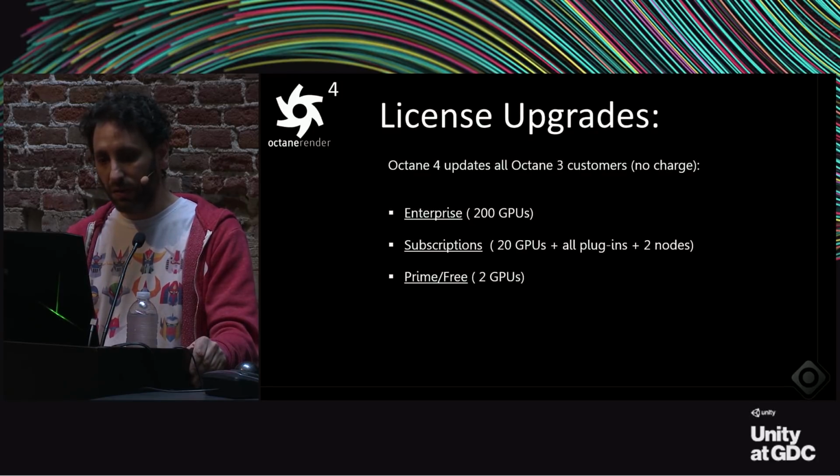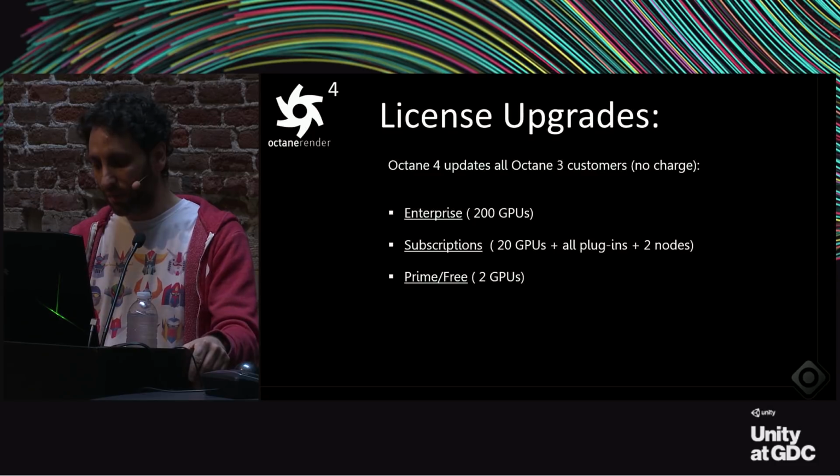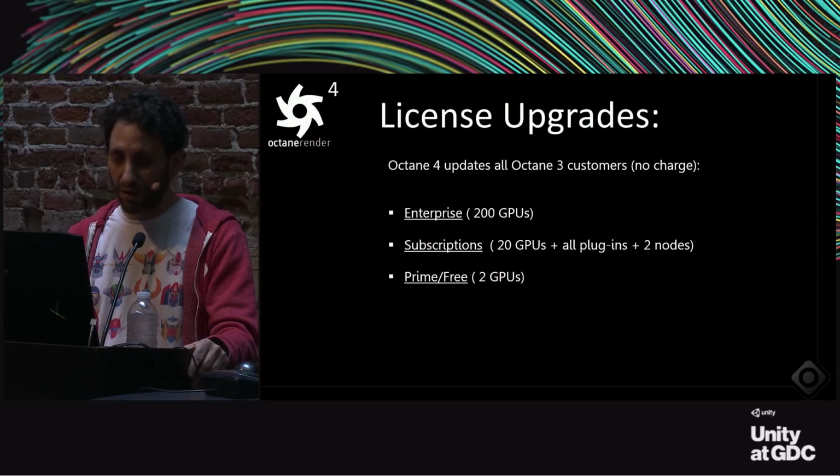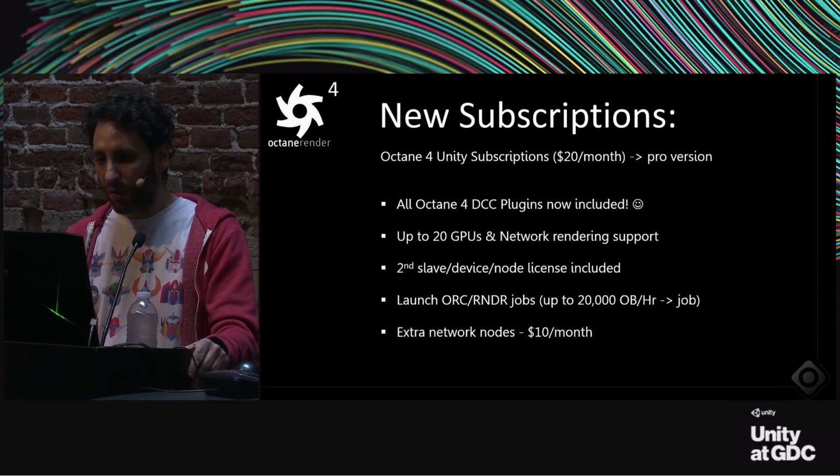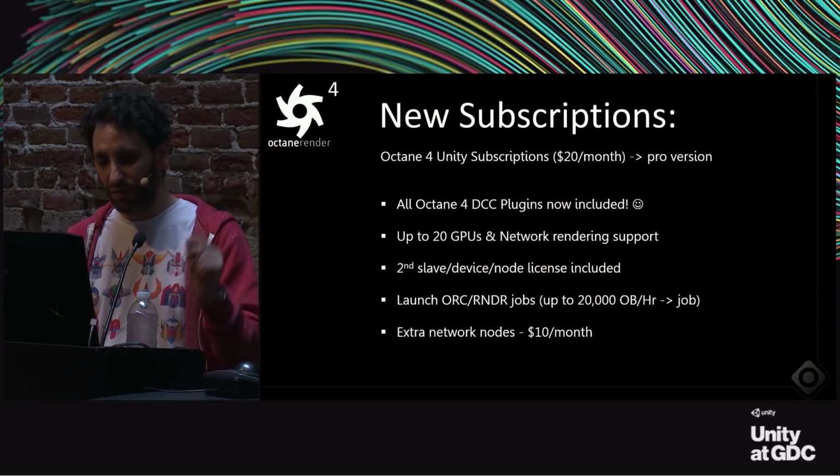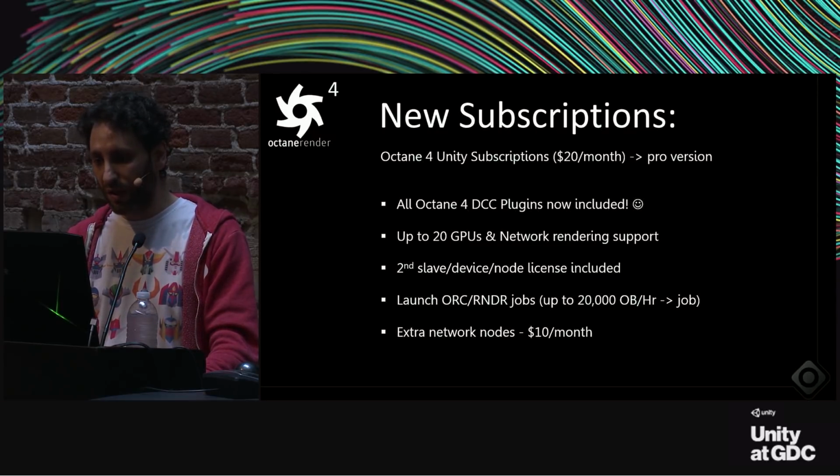So first of all, we actually have a whole different pricing model with Octane. Currently, with Unity, you get one GPU. That will be 2 GPUs, starting with the final release of Octane 4. And subscribers will be able to leverage 20 GPUs for $20 a month, get all the different plugins that you can use with Unity to really supercharge your pipeline. And then we also have an enterprise tier that we had not introduced before, but is very useful for really high-end rendering facilities. So with the new subscriptions, you have 2 devices, 2 nodes you can set up, 20 GPUs, and 25 other tool chains that you can then connect to Unity. And we can let you get extra GPUs and nodes for $10 a month.